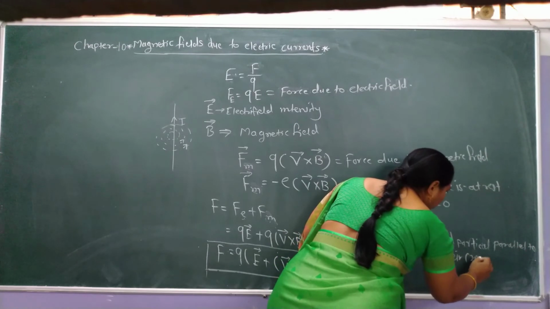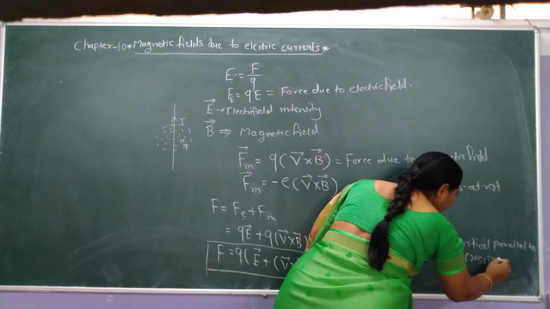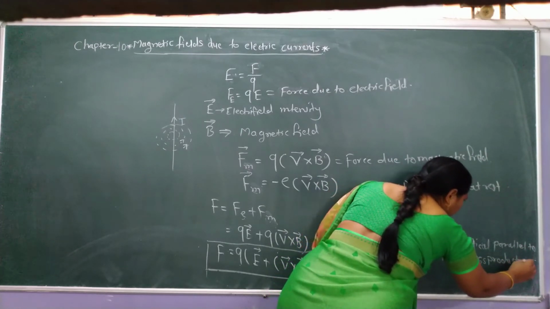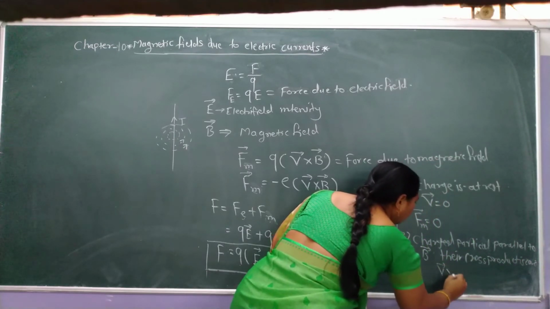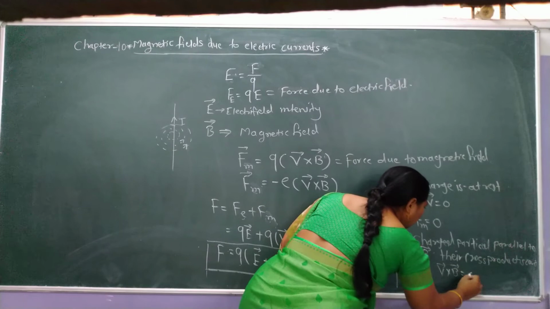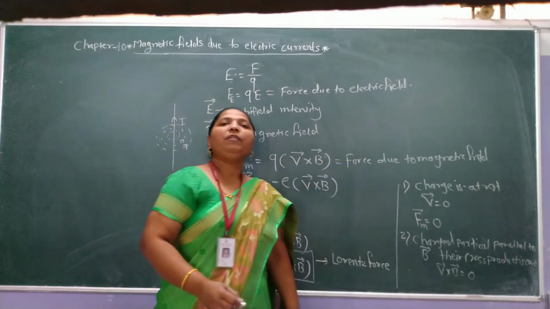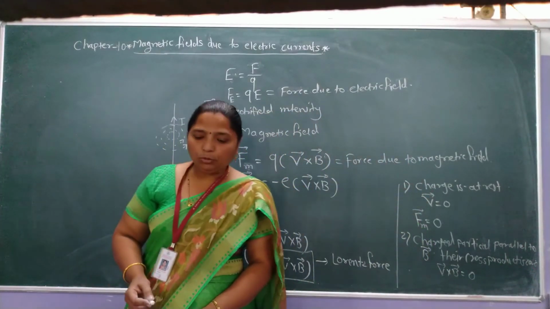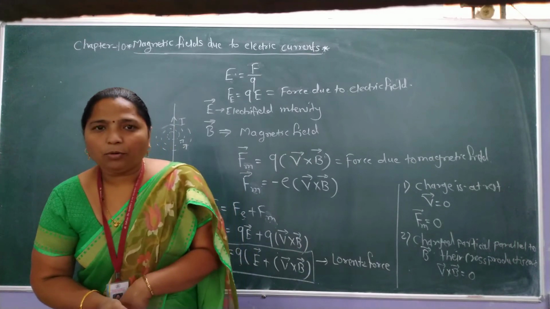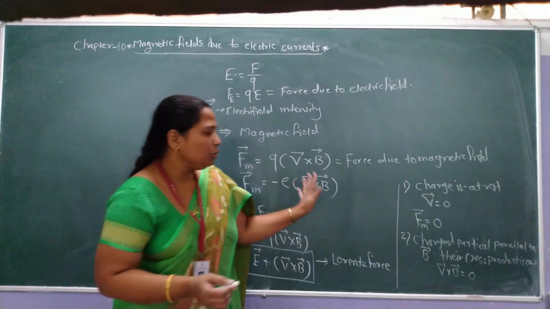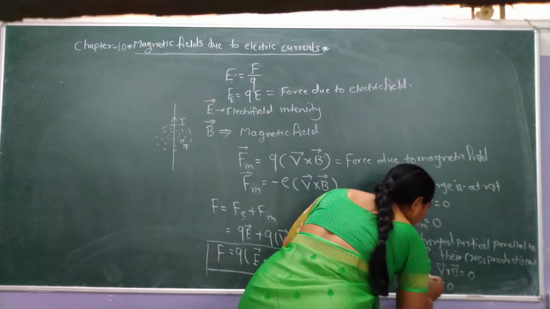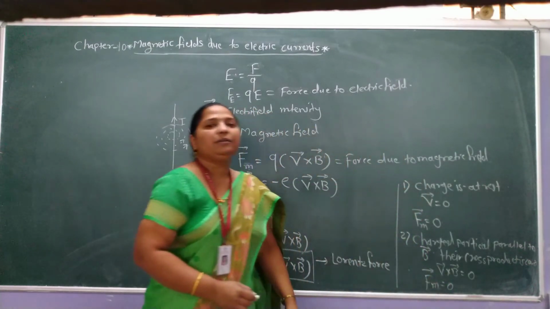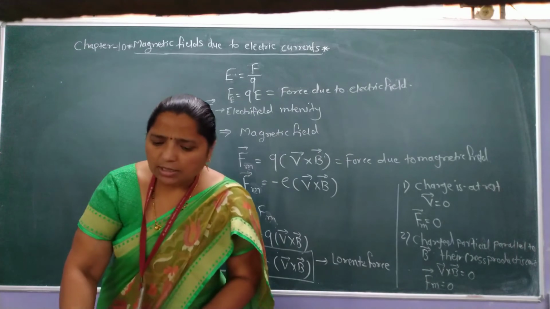Their cross product is 0. Therefore, V vector cross B vector is equal to 0. Therefore, the magnetic force is 0. Fm is equal to 0.